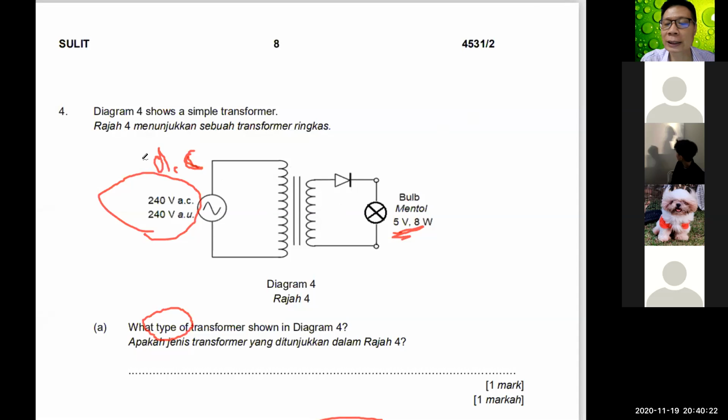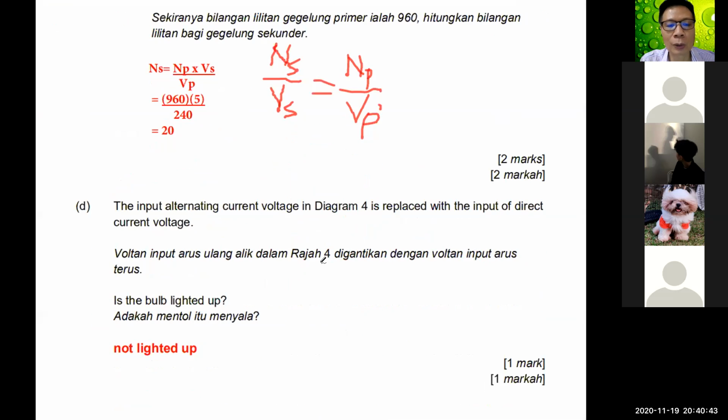So if you use the DC, you won't cut. You cut one time, when you cut here, then you never go back, because the current never changes direction. So you only cut the first time, then you stop already. Okay? So meaning that cannot. You put DC, that means it wouldn't work. So the answer is no, the bulb is not lighted up. Not lighted up, okay?